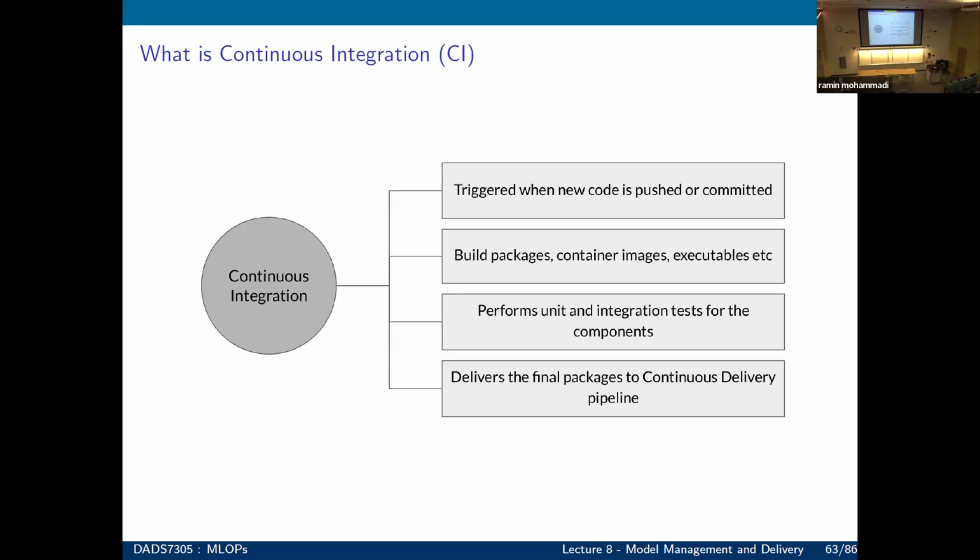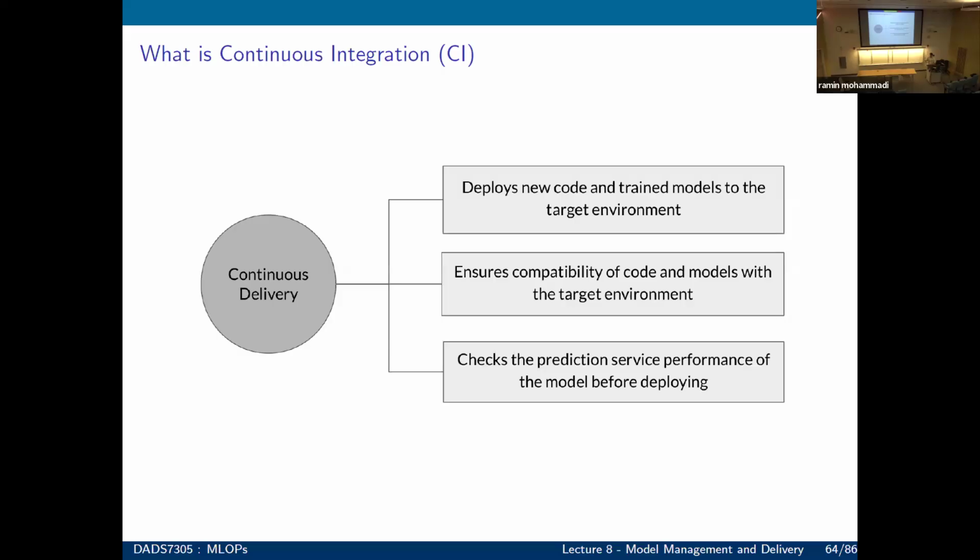your CD, continuous delivery. Your continuous delivery picks the final package and mimics the actual environment that you are going to deploy this to. So basically, it deploys the code into the target environment, like a sandbox environment. It ensures the compatibility of the code and the model with the target environment. So again, if you're targeting an OS, does this code run on the OS? Or does this model run on, like, macOS, sorry.